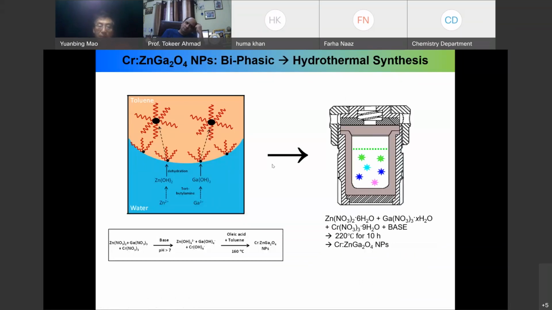So yes, okay, this biphasic synthesis is good, and we can get the small nanoparticles, right? But then these nanoparticles are coated with some organic ligands, right? We still don't want that. So we thought about, how about we use hydrothermal synthesis? So this is what we did, and with hydrothermal synthesis, the precursors are similar, and then we use a base to adjust the pH. So eventually, we could form the nanoparticles.